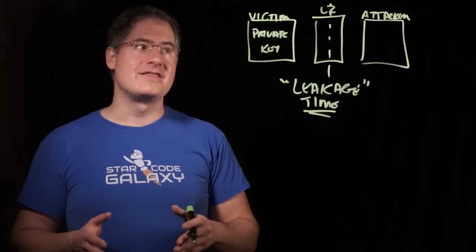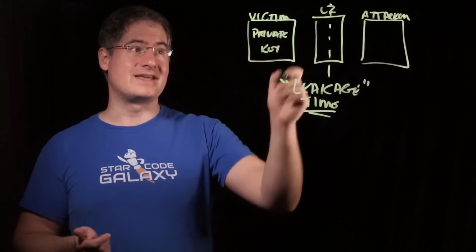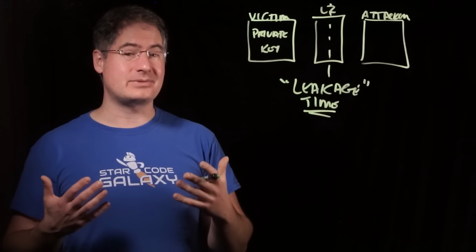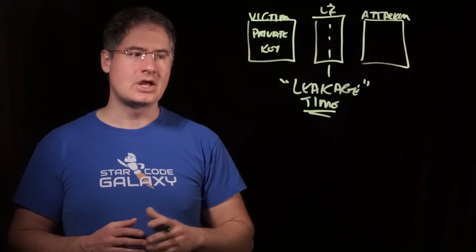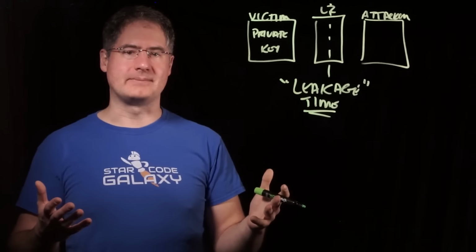That means that any time the victim process does something that accesses the L2 cache, it creates a possible liability where the attacker can see that it did that through time. Now, how would that actually happen?